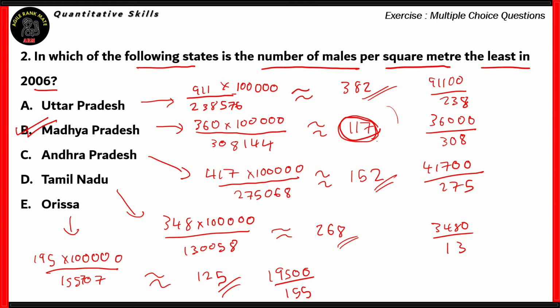Now, in some of the options, Orissa is given as the least. However, it's because of the fact that Madhya Pradesh is written as 177 instead of 117, whereas in fact, the actual value is closer to 117. So therefore, option B turns out to be the right option.